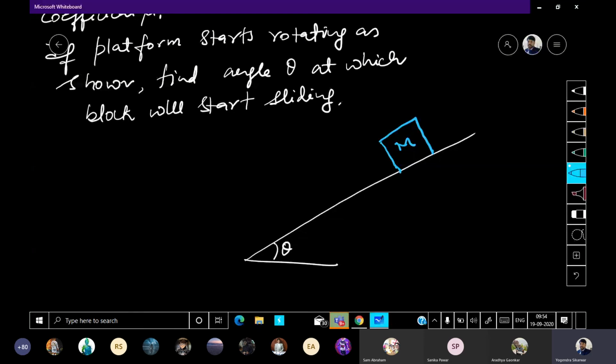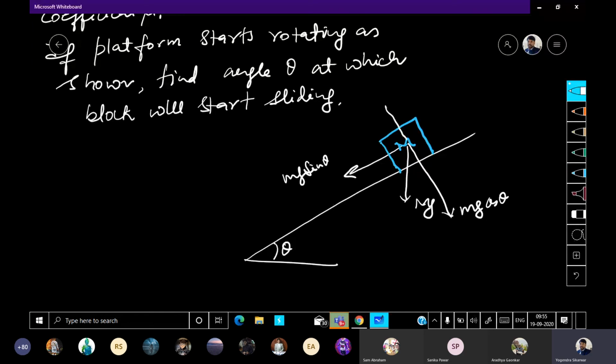So mg will act vertically, mg cos theta will be like this, mg sin theta will be like this, N is like this, and remember, as the block has a tendency to slide downward, fs max will be acting upward, and that will be mu N. Any doubt, any questions, anyone?